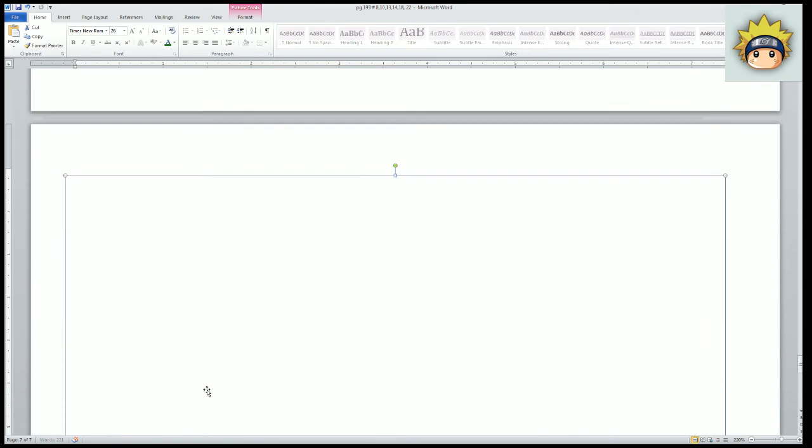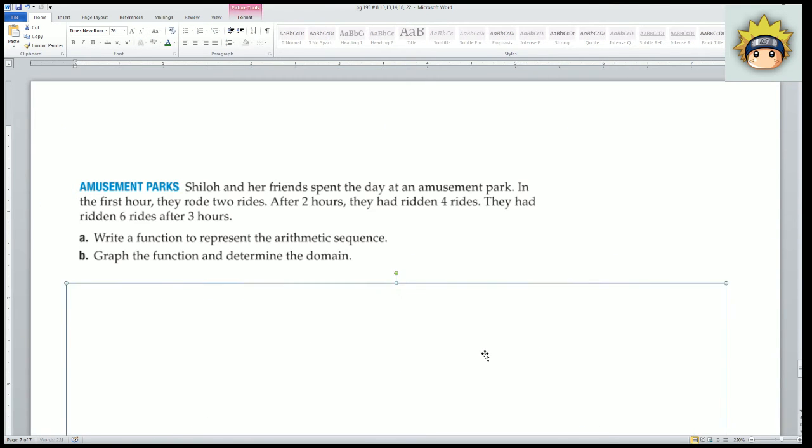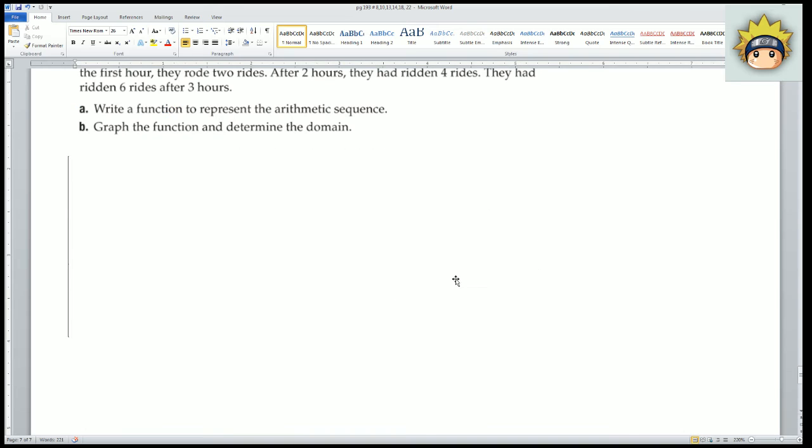Next. It says the amusement park scenario. Sharon and her friends spend the day at an amusement park. In the first hour, they rode 2 rides. After 2 hours, they had ridden 4 rides. They have ridden 6 rides after 3 hours. A. Write a function to represent the arithmetic sequence, and B. Graph the function and determine its domain.